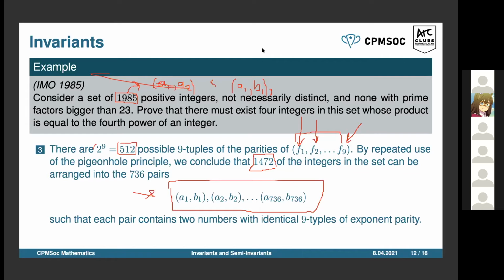Now you can consider the remaining 1983 numbers. Again, you can use the pigeonhole principle. Two of them will have the same combination of parities, so A2, B2 have the same combination of parities. Now you can delete all four of these numbers. You have 1981 numbers left, and again, use the pigeonhole principle. 1981 is more than 512, so again you can find two numbers with the same combination of parities, A3, B3.